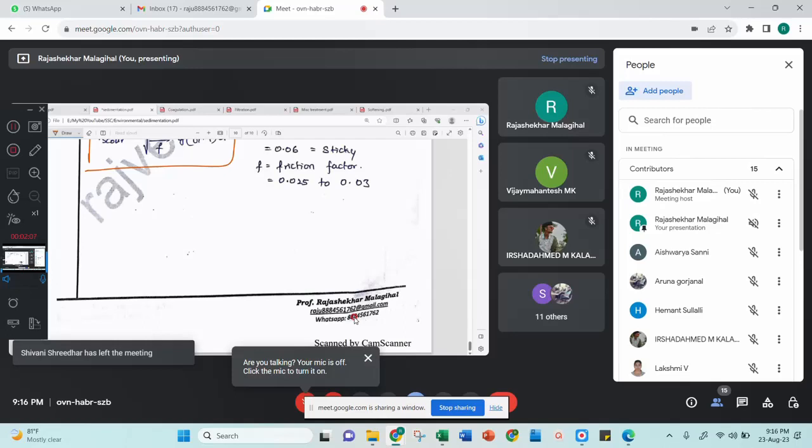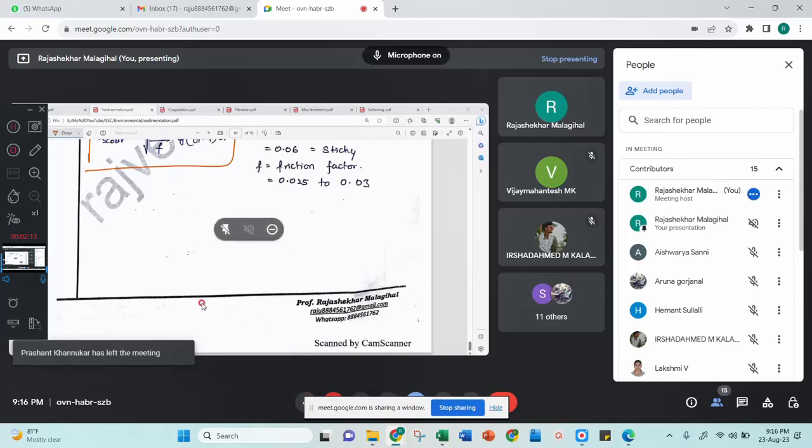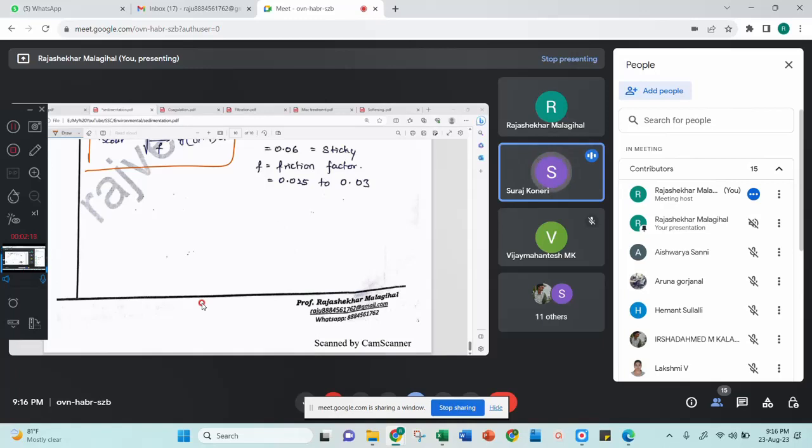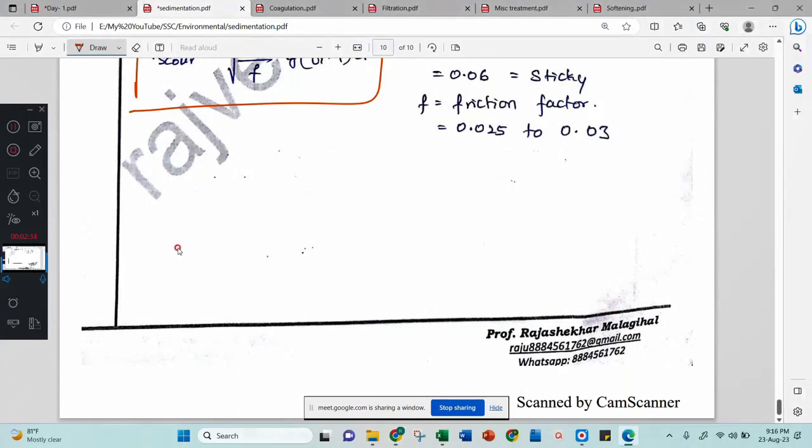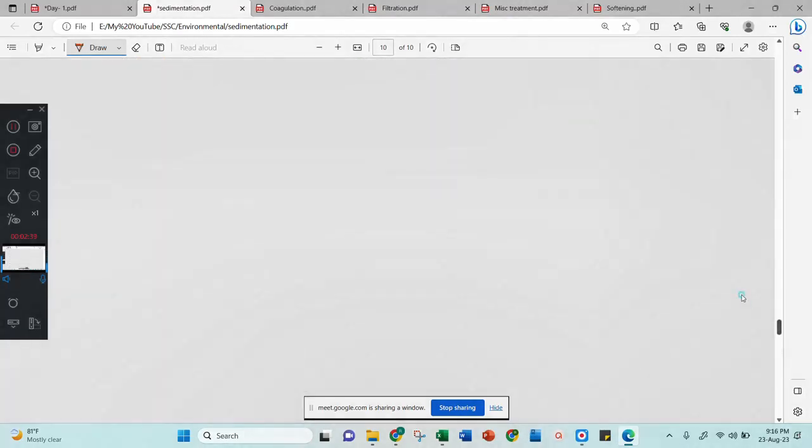Any doubts here? Hello, sir. So settling velocity does not only depend on diameter, no? Settling velocity depends on particle diameter, but not only particle diameter. It also depends on specific gravity, no? Yes, it also depends on specific gravity. The equation for factors affecting settling velocity is given here.